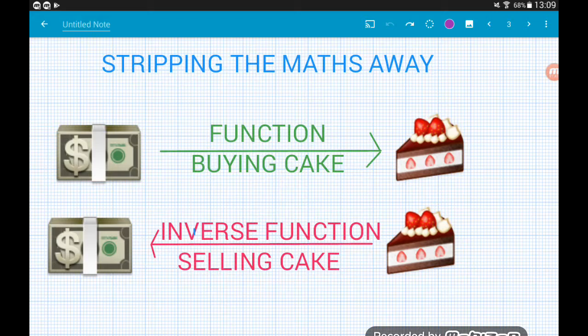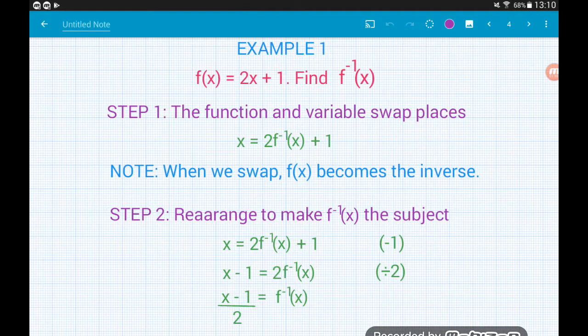Now thinking of it more mathematically, if our money is x and our cake is y, then the function turns x into y, then the inverse function turns y back into x. So let's have a look at some examples. The first 2 I've already written out, and then the last 3 we'll go through together.